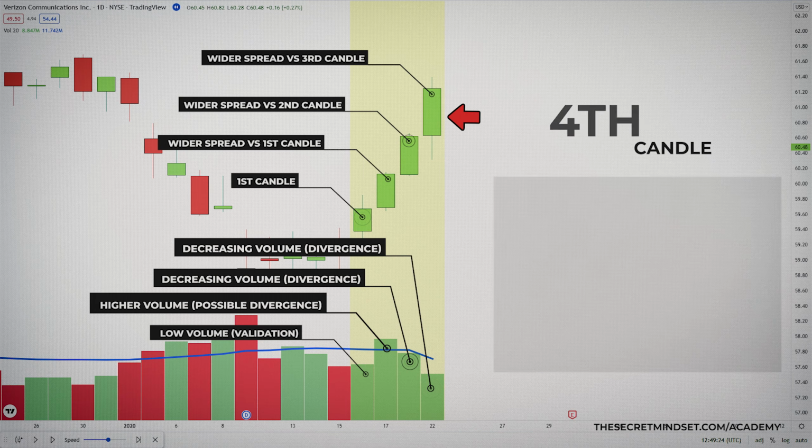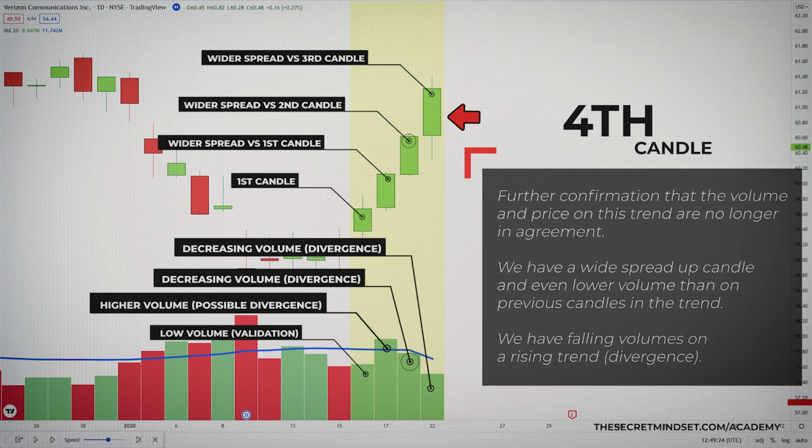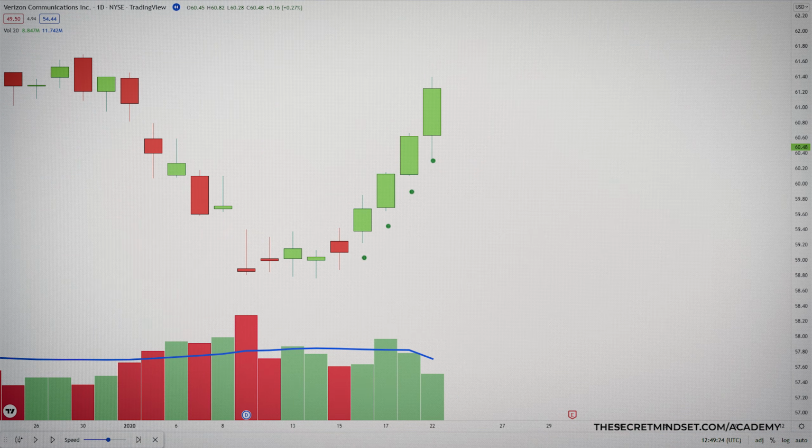During the fourth candle, we see further confirmation that the volume and price on this trend are no longer in agreement. We have a wide spread up candle and even lower volume than on previous candles in the trend. So the falling volume is confirming that we have a divergence on the trend, as we expect to see rising volume with a rising trend, whereas here we have falling volumes on a rising trend. So what are the conclusions?